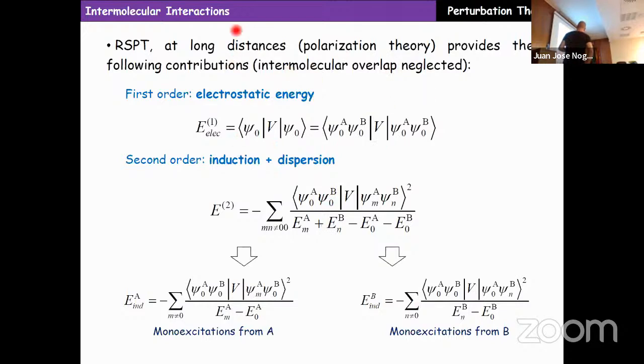So avoiding this overlap, this RSPT without overlapping between the molecules, the first order term is the electrostatic energy. You know that the first order term in perturbation theory involves the unperturbed wave function, the zero order wave function, and the perturbation. And this is exactly the definition of electrostatic energy. It's the same definition as in the variational scheme, exactly the same. Now I'm going to move to second order. I have this expression here.